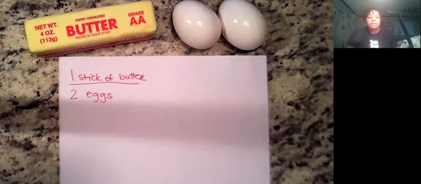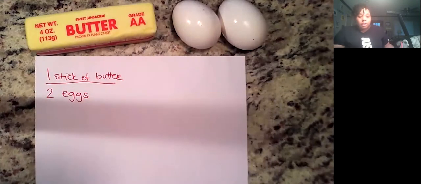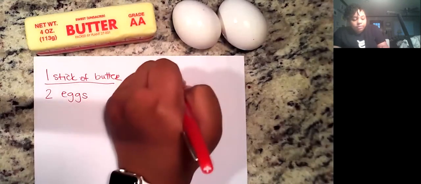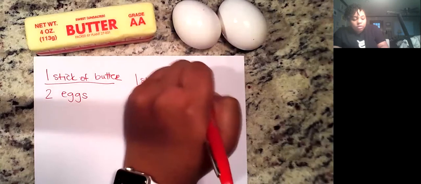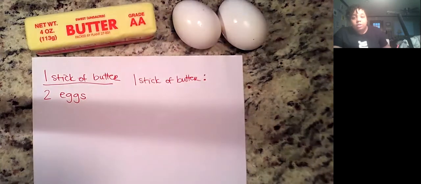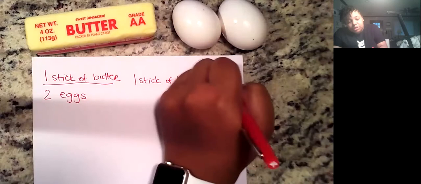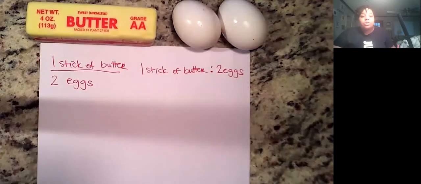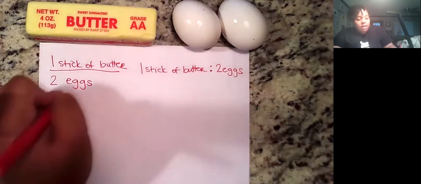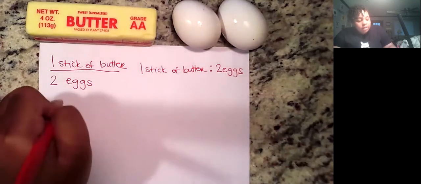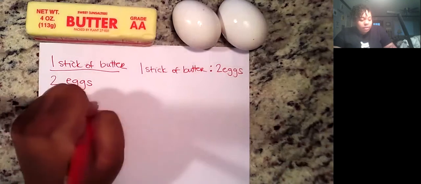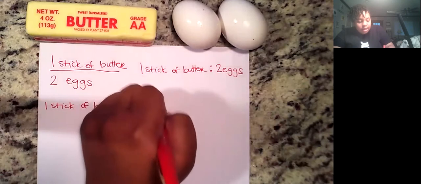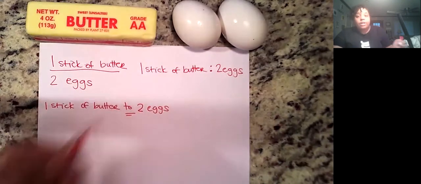Now the second way we said is using a colon. Well, I have 1 stick of butter and I'm using the colon for 2 eggs. Well, the third way is in the word to. So in my recipe, I have 1 stick of butter to 2 eggs. Again, the word to.